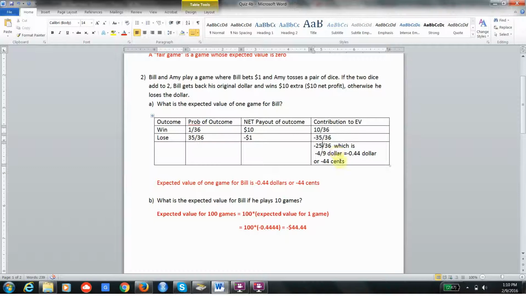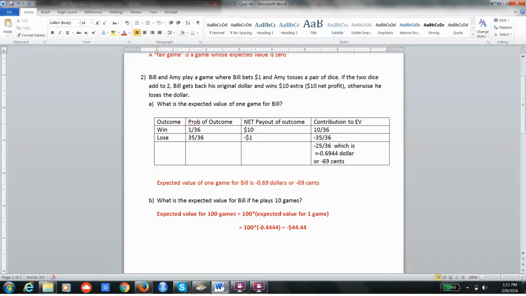And it ends up being minus 0.694. Okay, that many dollars, or minus 69 cents. So that's that. So the expected value for one game is minus 69 cents.